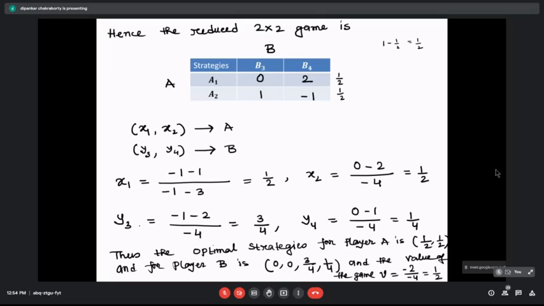Check it for B as well. 3/4, 1/4. Check it. What is going to come? 3/4 into 0, and 1/4, that is half. Here it is 3/4 minus 1/4, that is 2/4, that is half. Is it okay to all of you?